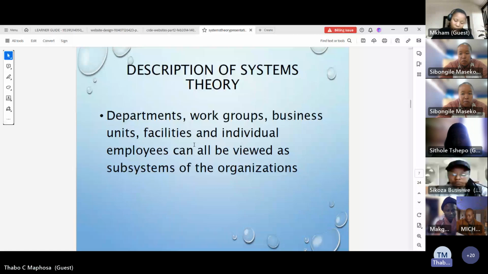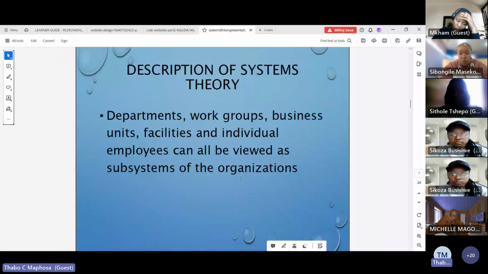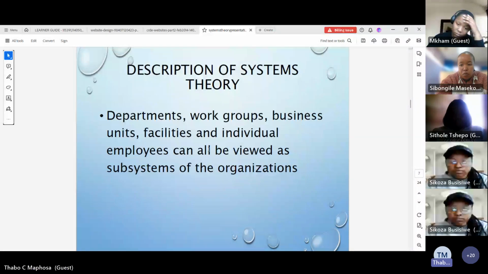Maybe you talk about finance and so on. There are so many departments. Then you've got work groups amongst these departments. Also, there's something called business units. There are facilities in the particular place where you're working. And then there are individual employees, the people actually working there. All of these are part of what they call subsystems, and they have to work in harmony, like one entire organism, to produce the desired result that the company is looking for.